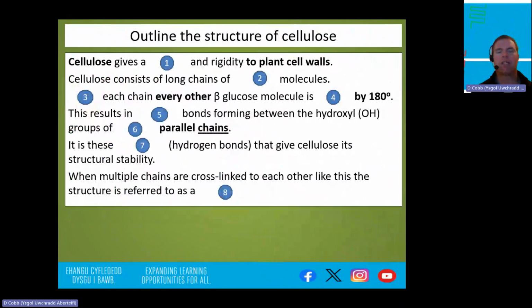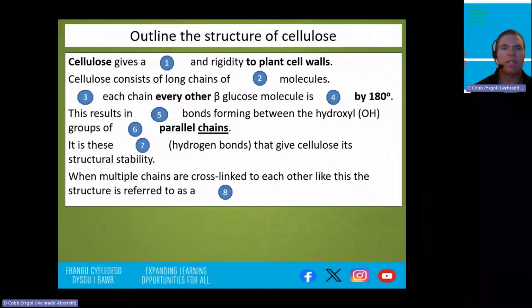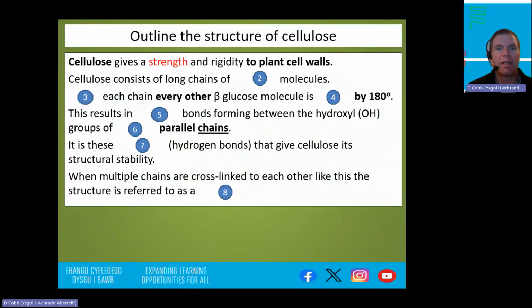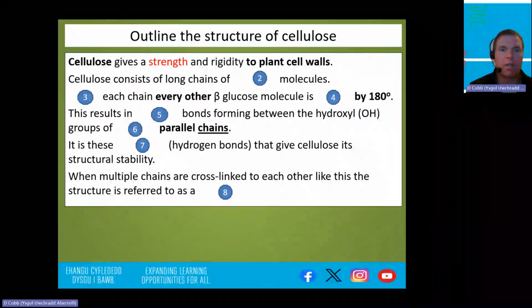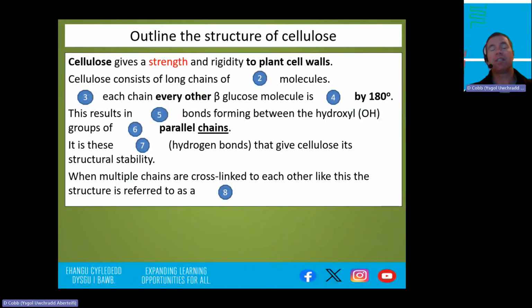Right, so as before, what answers can you come up with for these blanks? Right, so cellulose gives strength and rigidity to plant cell walls. It's often marks for saying that cellulose gives strength to plant cell walls, even though I would class that as a GCSE idea, I think. It consists of long chains of beta-glucose molecules as opposed to alpha-glucose.